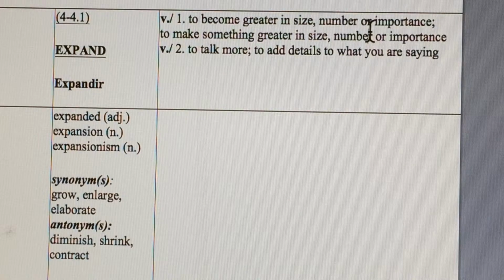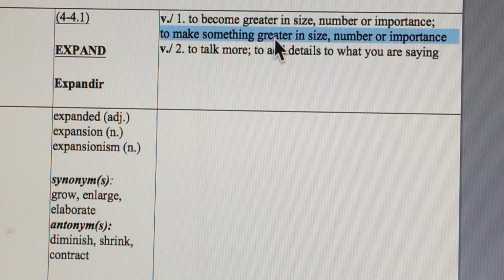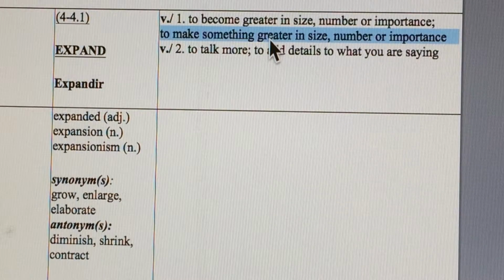Okay? If you make something greater in size, number, or importance, that is also expand in this first definition. So you can say that I expand the balloon by blowing it up. So you can say the balloon expands and becomes greater, or you can say I expand the balloon. I make it bigger.